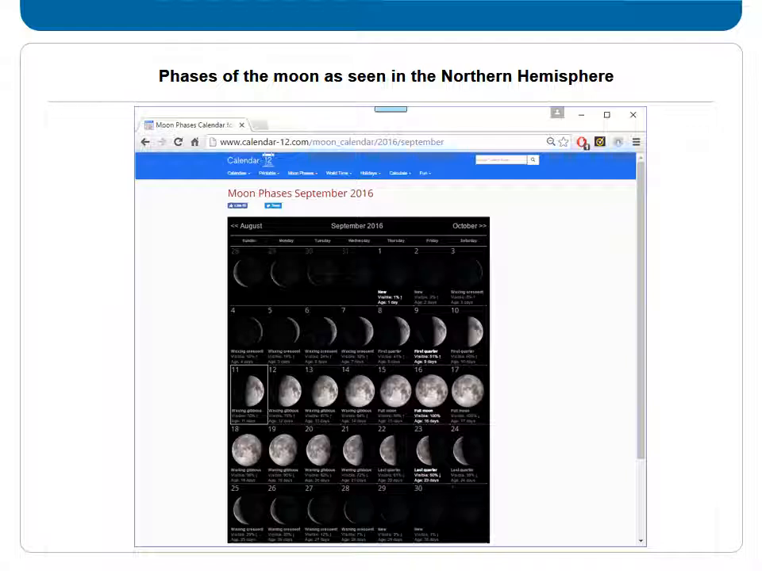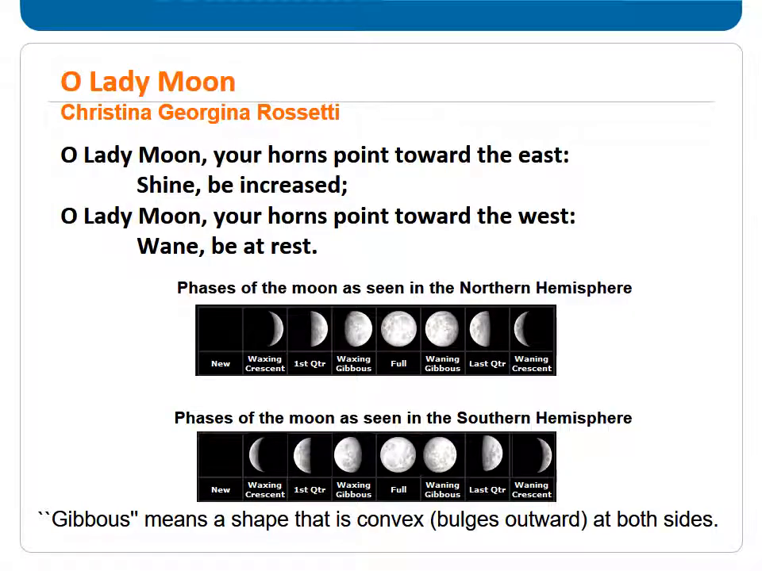From the northern hemisphere, this is what the cycle of phases looks like. Rossetti wrote the following poem: O Lady Moon, your horns point toward east, shine, be increased. O Lady Moon, your horns point toward west, wane, be at rest. This poem only works for observers in the northern hemisphere. As you can see, the phases of the moon from the southern hemisphere are in the opposite direction of those in the northern hemisphere. And gibbous means a shape that is convex or bulges outward on both sides.